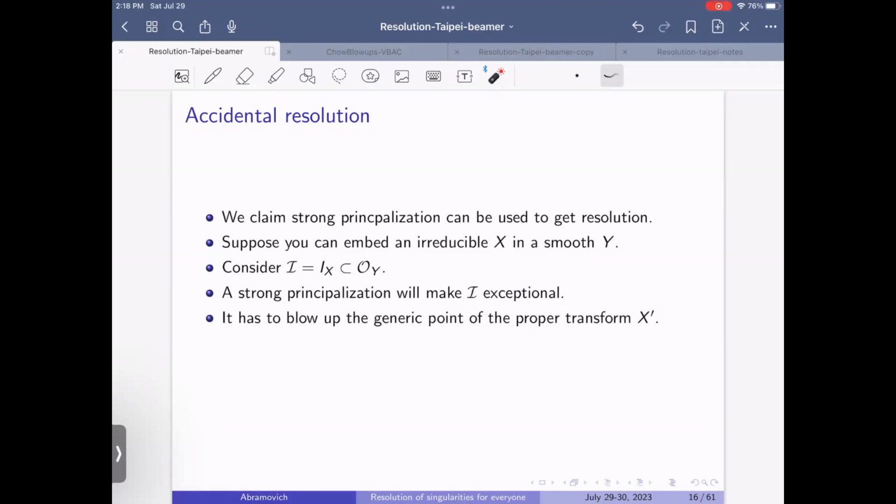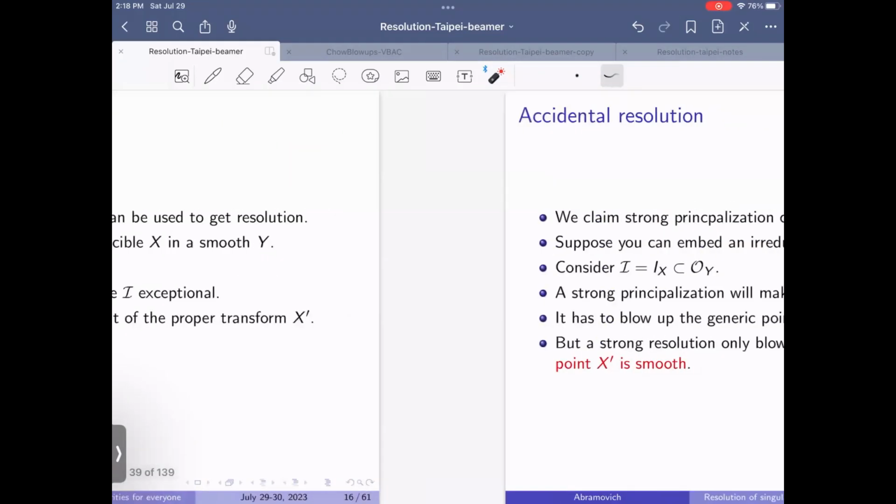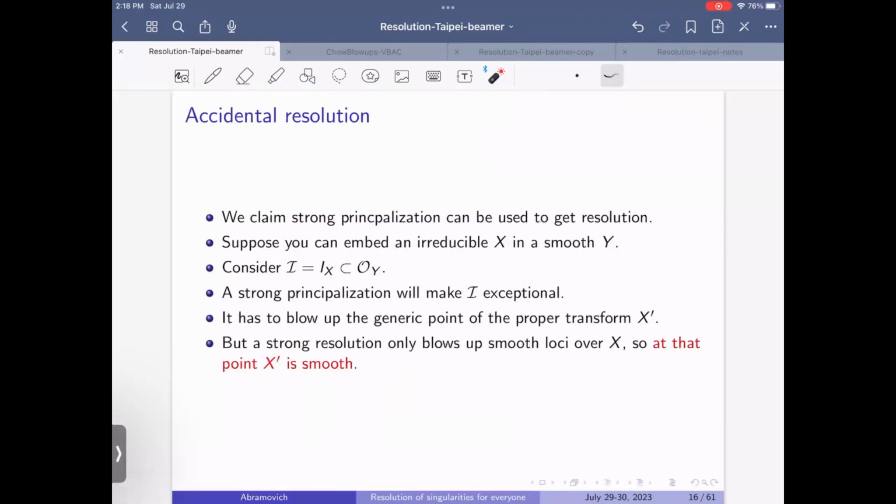I'm only allowed to blow up smooth things. So at the point that the principalization achieves this blow up, at that point, X prime has to be smooth. Which means that strong principalization, if you can achieve strong principalization, you can achieve resolution, at least if your variety is embedded.